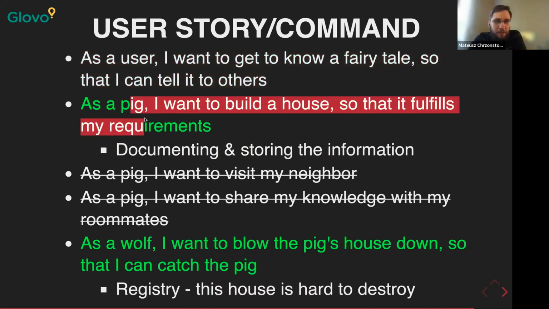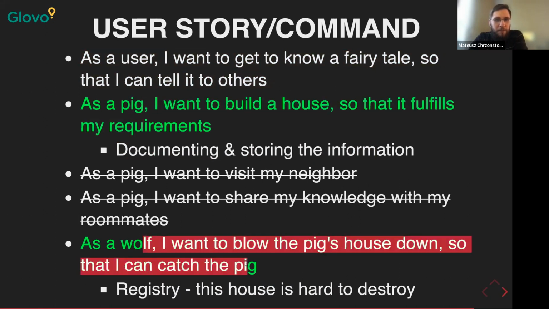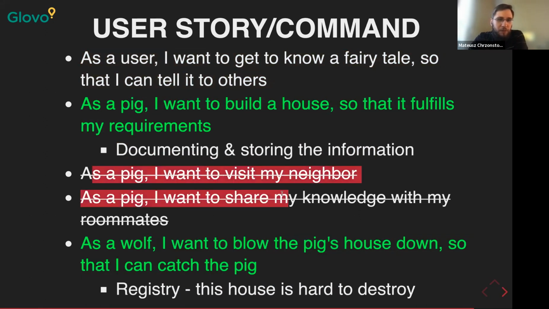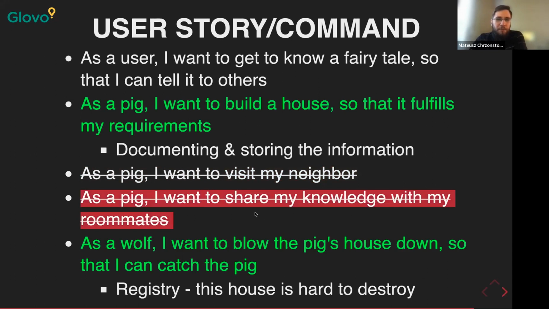I wanted to make some nicer example. And those crossed out are things you might think are happening in the system, but actually this is some kind of side effects. So when the wolf blows the house down, in fact, this pig is visiting the neighbor. Other than that, there is no use case for that. Same with the sharing knowledge. This is just the consequence of other user stories.